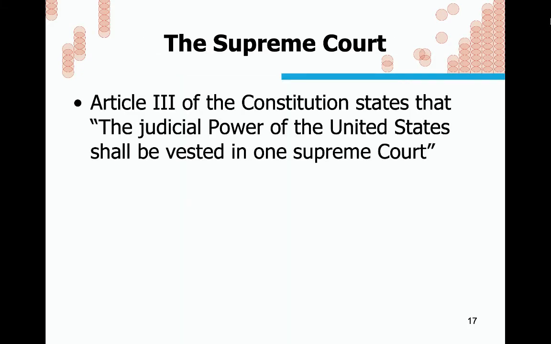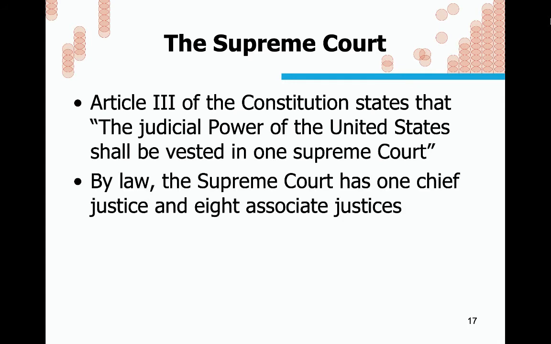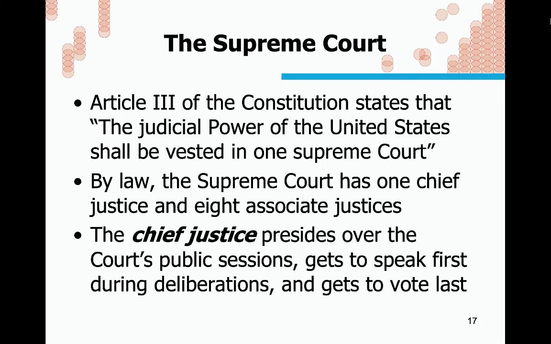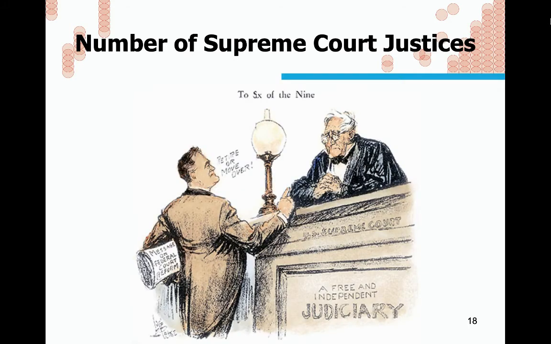Looking at the Supreme Court here, Article 3 of the Constitution states that judicial power of the United States shall be vested in one Supreme Court, and by law, the Supreme Court has one Chief Justice and 8 Associate Justices. Note that it says by law, not by the Constitution. The Constitution does not state how many justices must be on the Supreme Court. The Chief Justice presides over the court's public sessions, and basically is just the top dog among the 9, gets to speak first during deliberations and gets to vote last.